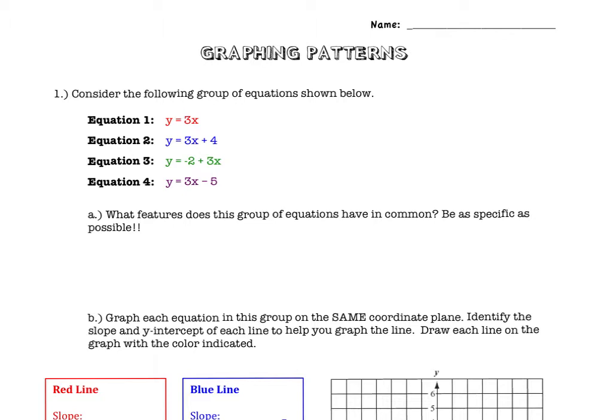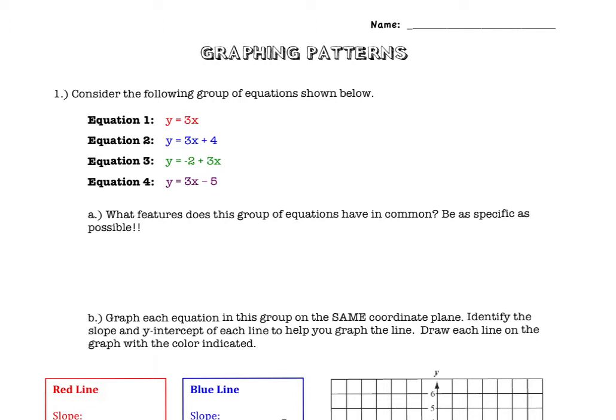Because I'm going to get you started and do number 1 with you, and then you will complete the rest of this activity. All right, so throughout this activity, we're going to be looking at sets of equations and looking for what they have in common, and then graphing them all on the same graph and making some observations. So as you look at number 1, it says consider the following group of equations. So you have 4 equations in this group, and A asks what feature does this group of equations have in common? Be as specific as possible, meaning we want to give as many things as they have in common.